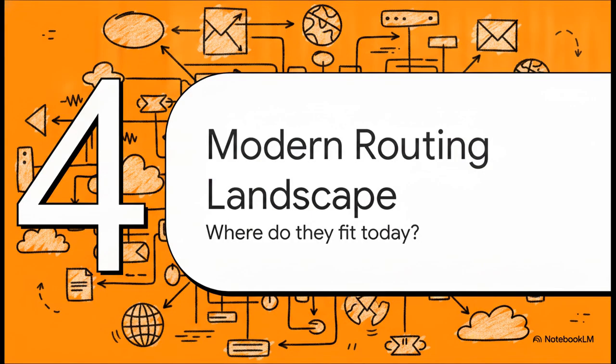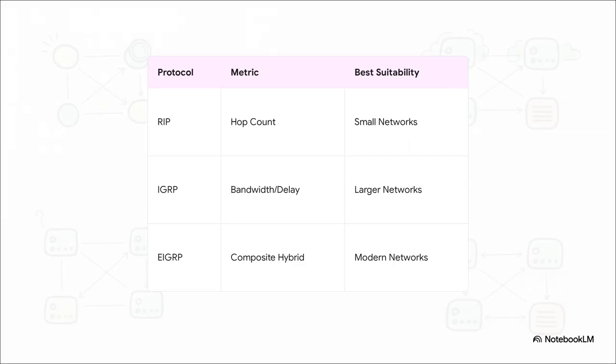All right, Section 4, the modern routing landscape. Where exactly do these protocols fit in today? Just to cement everything we've talked about, you can map the simple hop counters like RIP directly to smaller medium networks. Step up to the more advanced IGRP and you're perfectly covered for larger networks. Step up once more to EIGRP, and that composite hybrid metric of bandwidth, delay, and load positions it perfectly for modern rapid network environments using IP and IPv6.